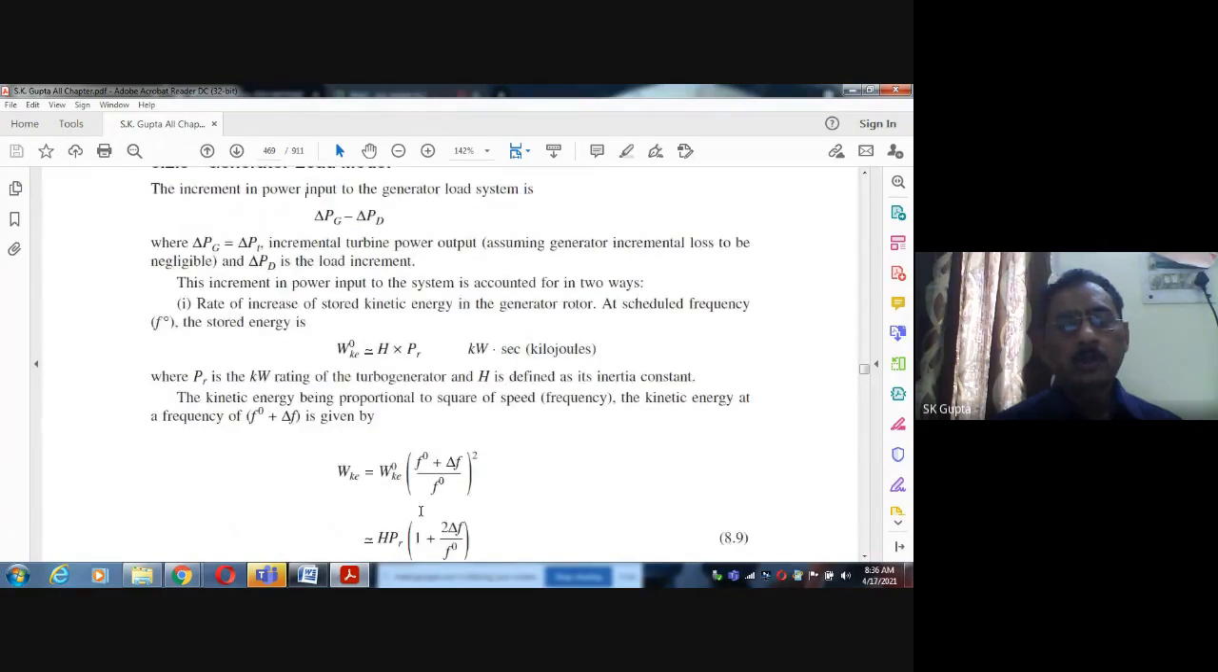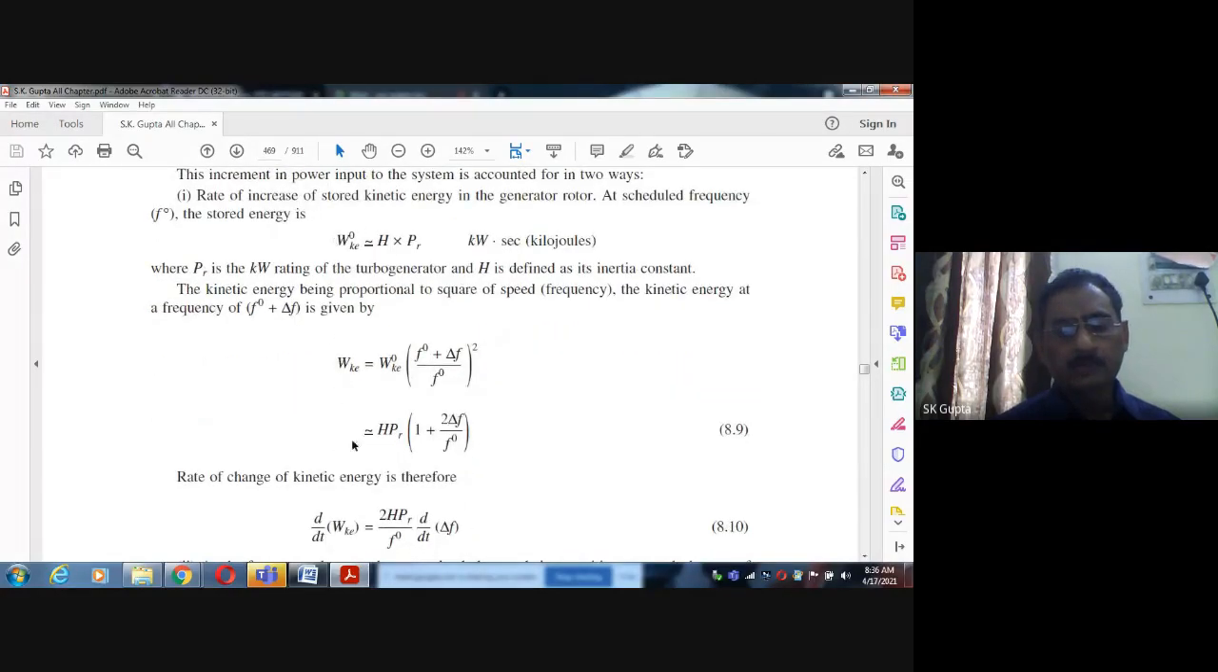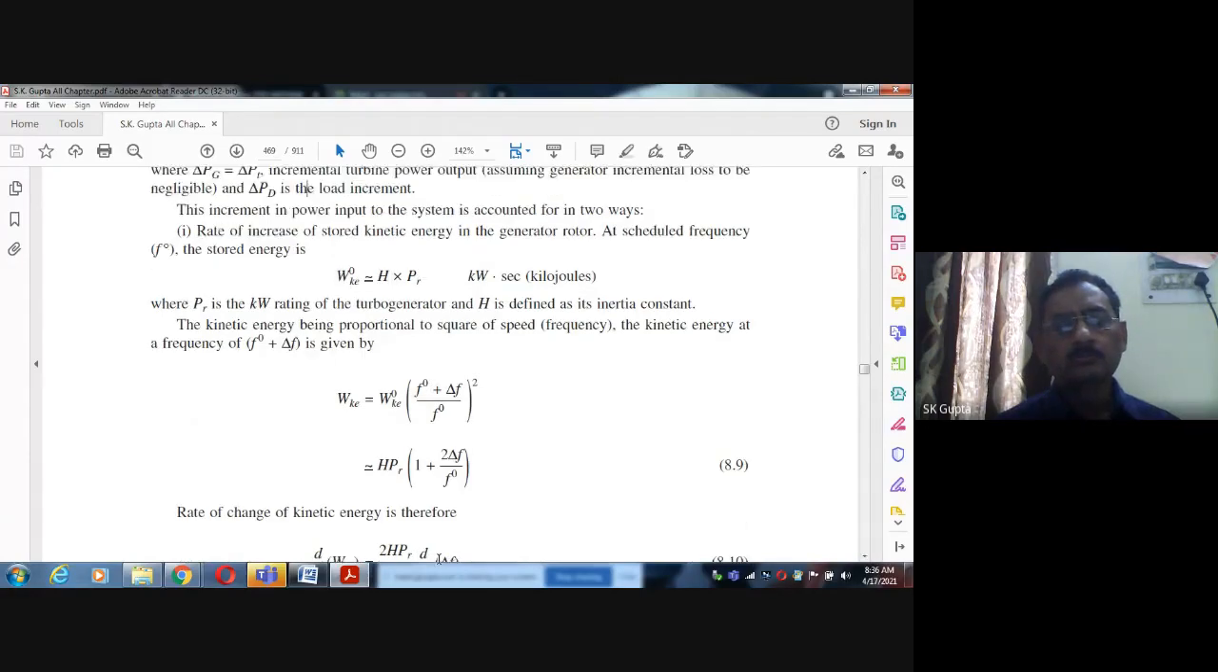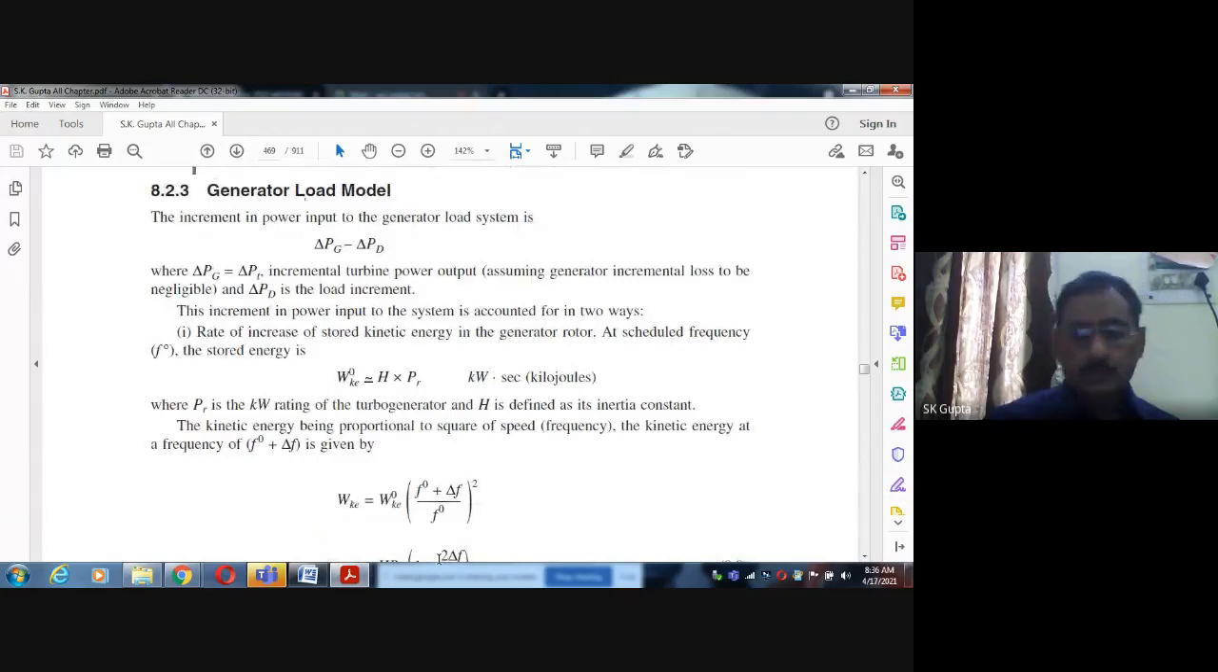Here you see what our problem is. Our problem is del Pg minus del Pd, meaning generation is 100 megawatt and demand is, say, 110 megawatt. So this del Pg minus del Pd should be supplied from this. In addition to that, now see, suppose your demand was 100 megawatt and generation was also 100 megawatt. Now from 100 megawatt, demand has become 110 megawatt.